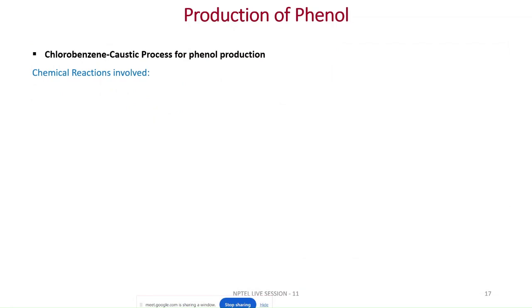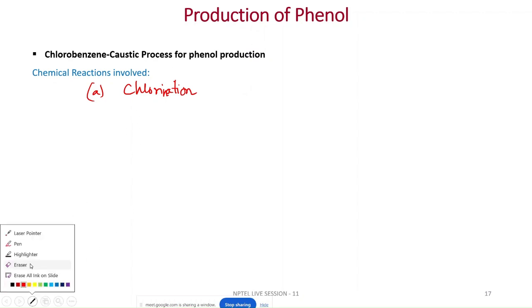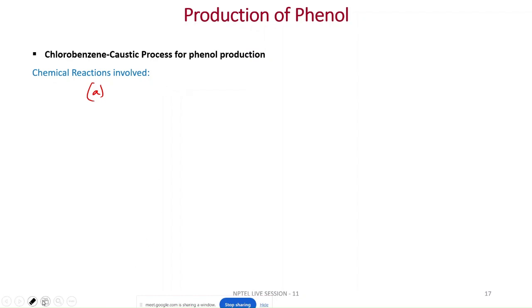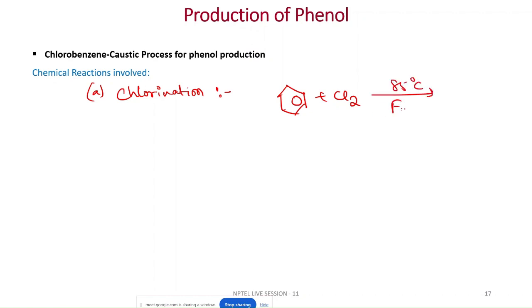The first part is the chlorination part. In the chlorination part, the benzene is reacted with chlorine at 85 degrees Celsius, in the presence of Fe or FeCl3 catalyst. It produces monochlorobenzene, C6H5Cl.